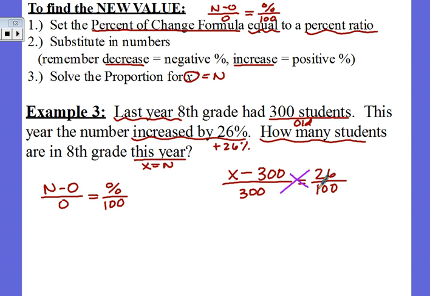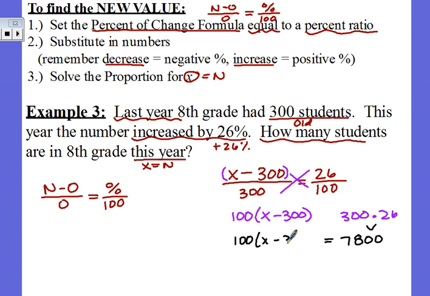Because I'm multiplying 100 times this whole numerator, remember the fraction bar groups whatever is in the numerator and the denominator if there's multiple things. So we want to put grouping symbols around what's in the numerator since there's multiple things in there. And we're going to do 100 times what's in that grouping symbol. And then 300 from this denominator times 26. I go ahead and do that multiplication. I can do this one to start with. I do 300 times 26, and I get 7,800. I set that equal to the 100 times x minus 300.